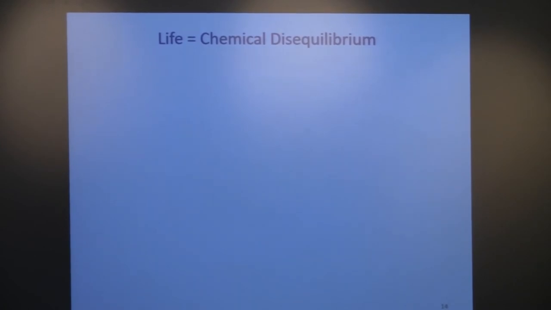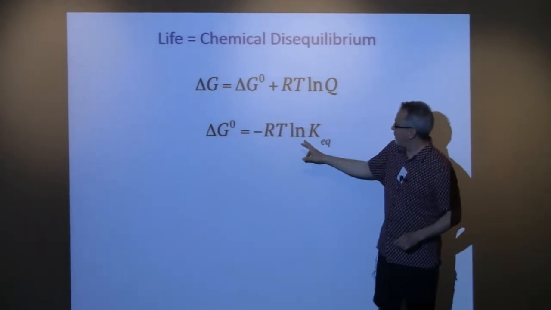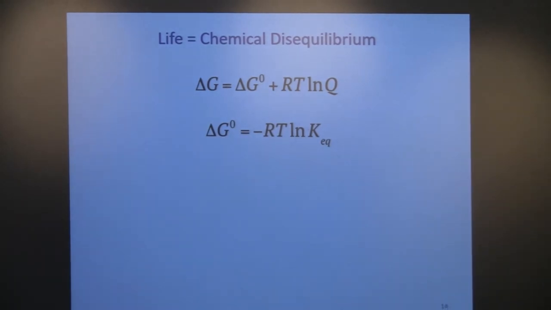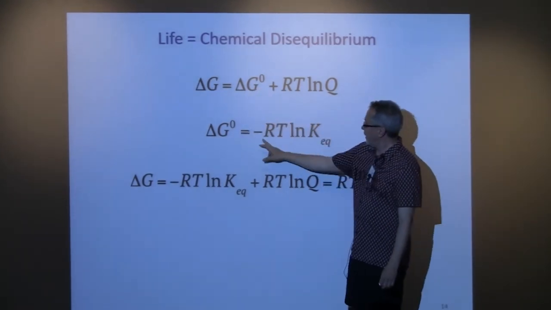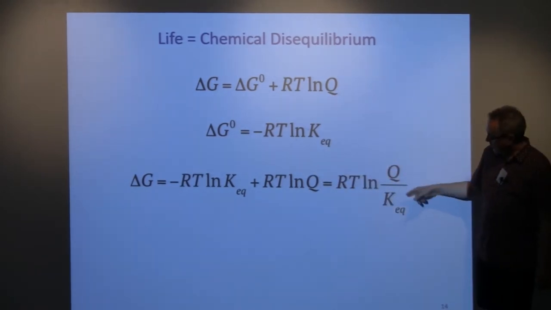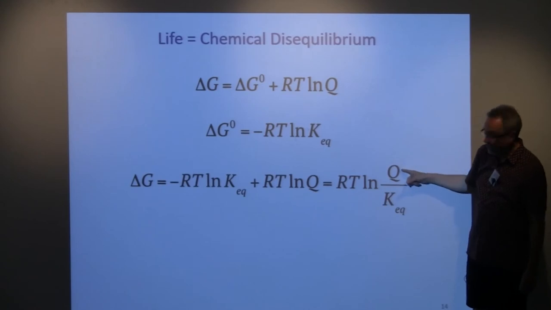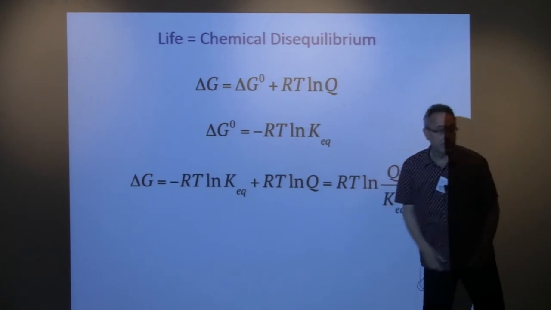So life is redox chemistry. Life is chemical disequilibrium, right? So if you, again, take this equation, remember that the delta G naught, the standard Gibbs energy change, was related to the equilibrium constant. So you can rewrite this. You replace your standard state Gibbs energy by minus RT ln K. You combine the two logarithms, and you get basically an equation that relates the ratio of the reaction quotient over the equilibrium constant to the delta G.